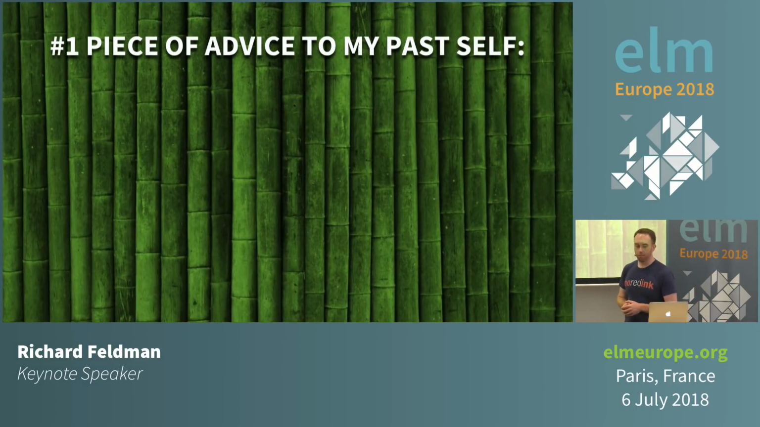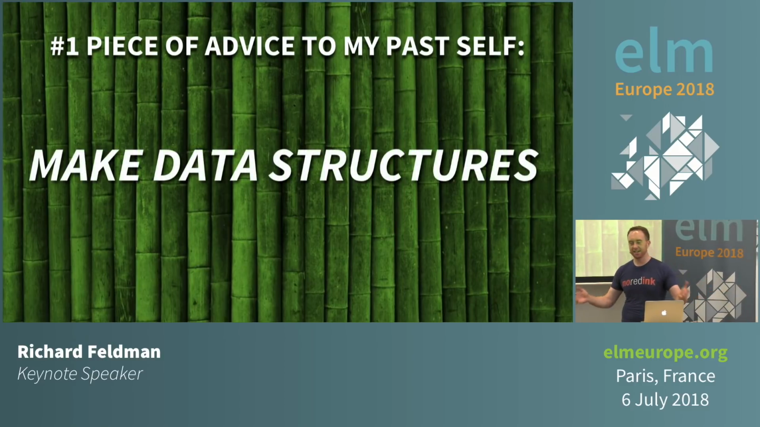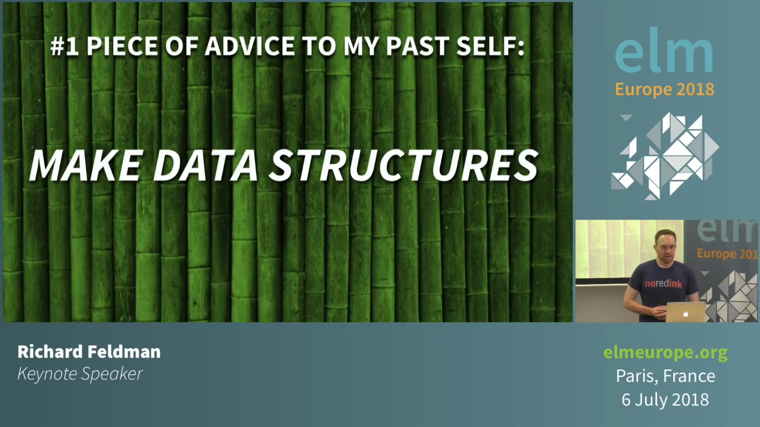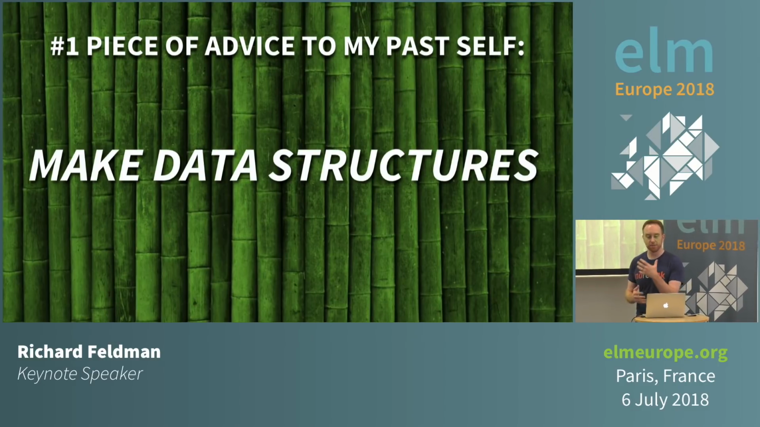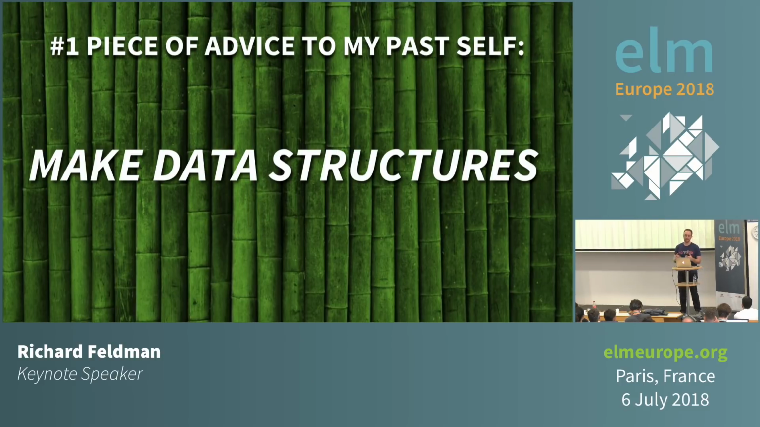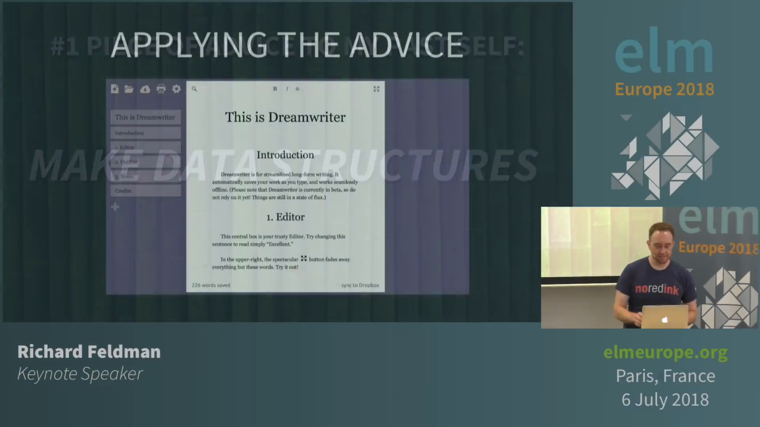What I came up with, the number one piece of advice that I would give to my past self to set myself on the right path, was: make data structures. Now, that's a phrase that's succinct, but not extremely clear without context. So I want to spend the rest of the talk giving context and explaining how to apply this idea of make data structures, using DreamWriter as a specific example, and going back and saying, if I'd taken this advice, what would I have done differently? What would that have looked like?